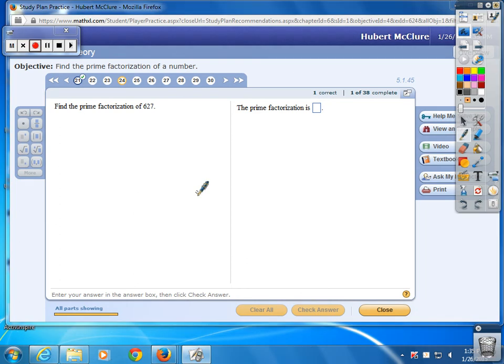All right. 627. And the reason I know that it's divisible by 3 is because I know that 3 times 9 is 27. That's the only way I know, because I don't use divisibility rules that much. Okay, I only use the multiplication tables in my head.